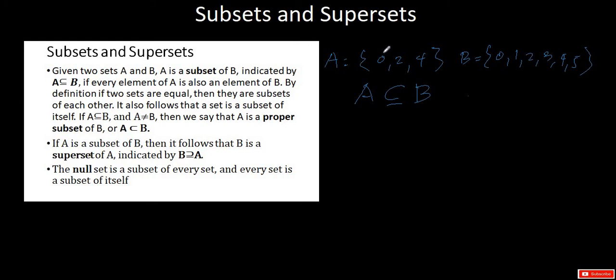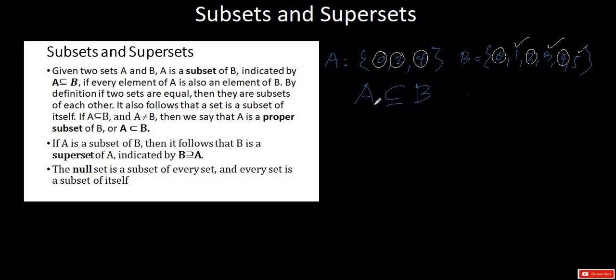Let's check. 0 is an element of set A, it is also an element of set B. 2 in set A is also in set B. And 4 in set A is also in set B. But B is not a subset of set A. Why? Because not all elements of set B are elements of set A, for example 1, 3, and 5. These are elements of set B that are not in set A.